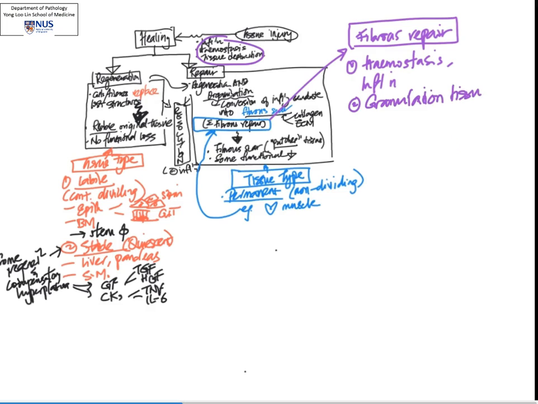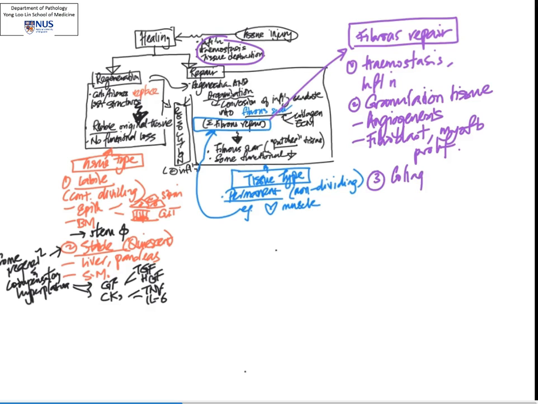So granulation tissue is completely different from granuloma, so please don't get them mixed up. And it is composed of angiogenesis, so small blood vessels that are newly formed, as well as fibroblast and myofibroblast proliferation. So these are some of the stromal cells that we will see in between the blood vessels in granulation tissue, and they play a role in healing and repair.